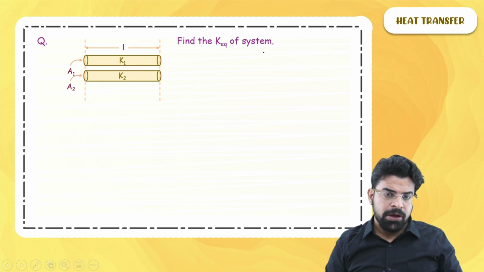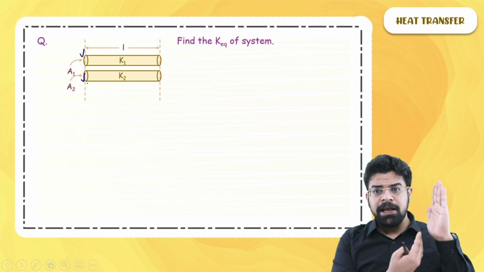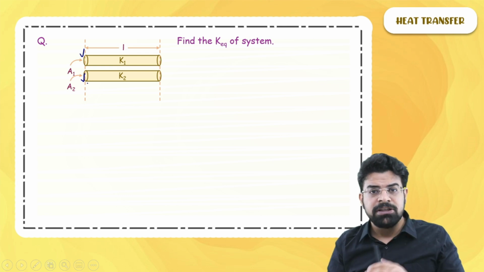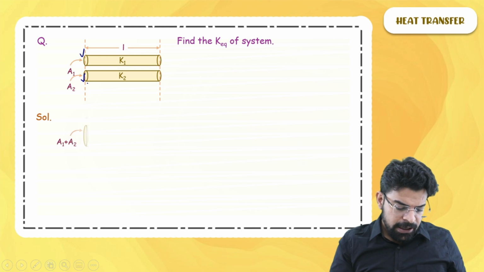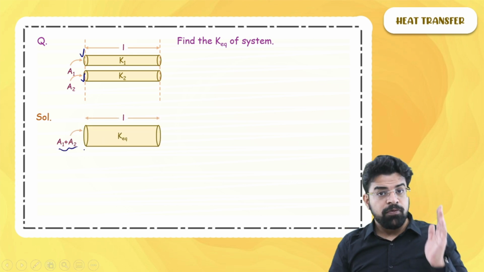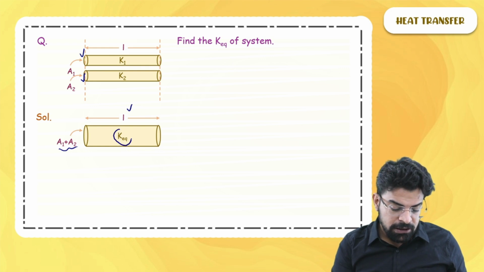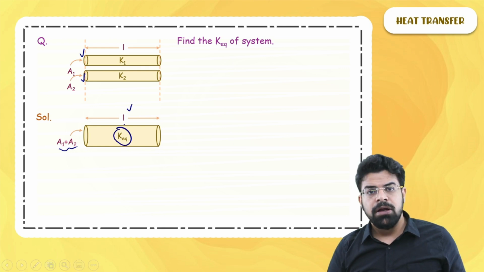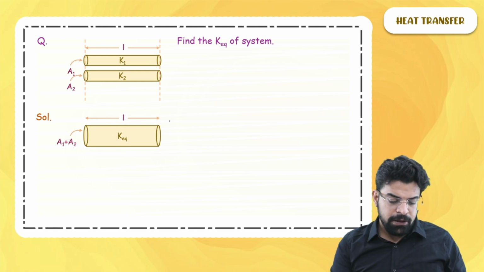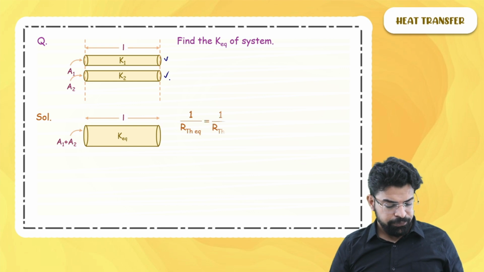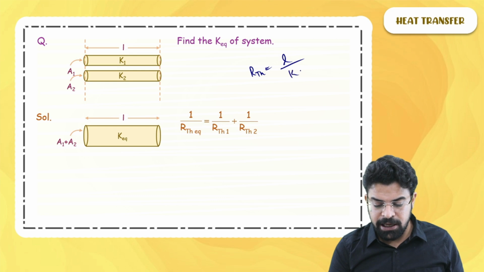of that rod? Now, in the combined system of these two rods, the combined area available for heat flow is A1 plus A2. So rather than thinking of these two rods, think of a single rod in which the area available for flow of heat is A1 plus A2, whose length is L and whose thermal conductivity is K equivalent. So for resistances in parallel, we know that 1 upon R equivalent equals 1 by R1 plus 1 by R2. Now we know that R thermal equals L by KA.